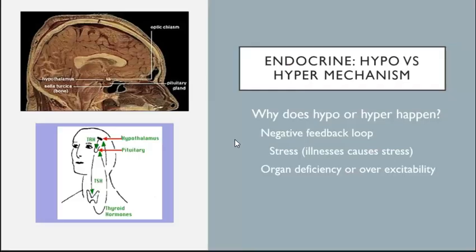So hypo versus hyper. We have this thing called a negative feedback loop. We also have a positive feedback loop. So our hypothalamus and then our pituitary gland.